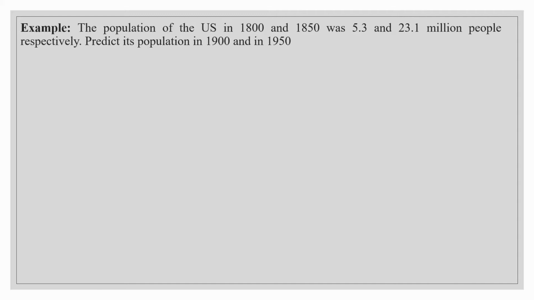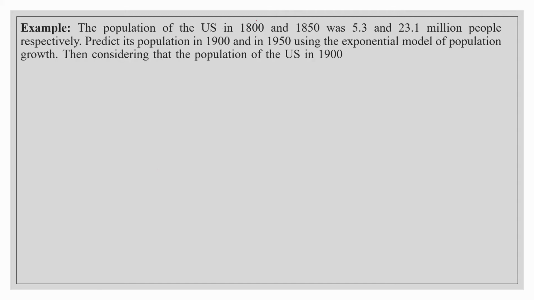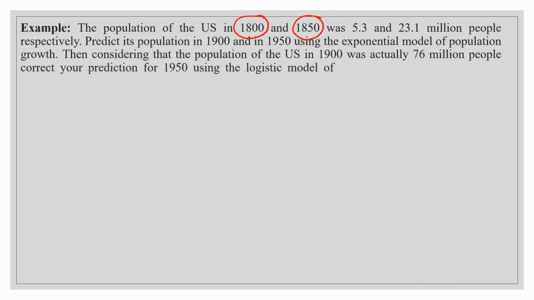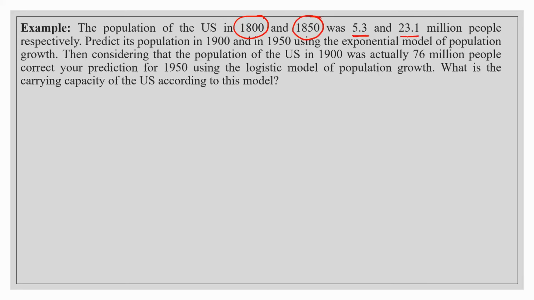So it says that the population of the US in 1800 and 1850 is given to be 5.3 and 23.1 million people. Now they are asking to predict the population at 1900 and 1950, firstly using the exponential model of the population growth. Then we need to consider that the actual population in 1900 was 76 million people. Now we need to correct our prediction for 1950 using the logistic model of the population growth. What is the carrying capacity of the US according to this model?